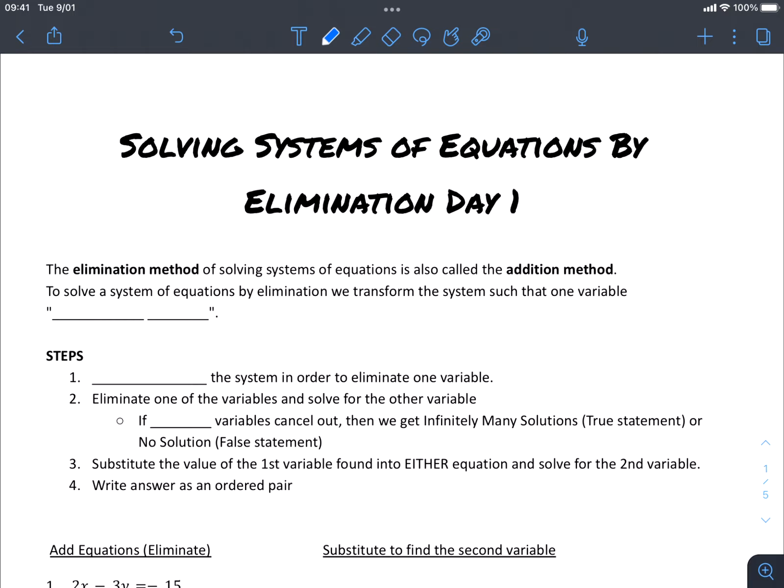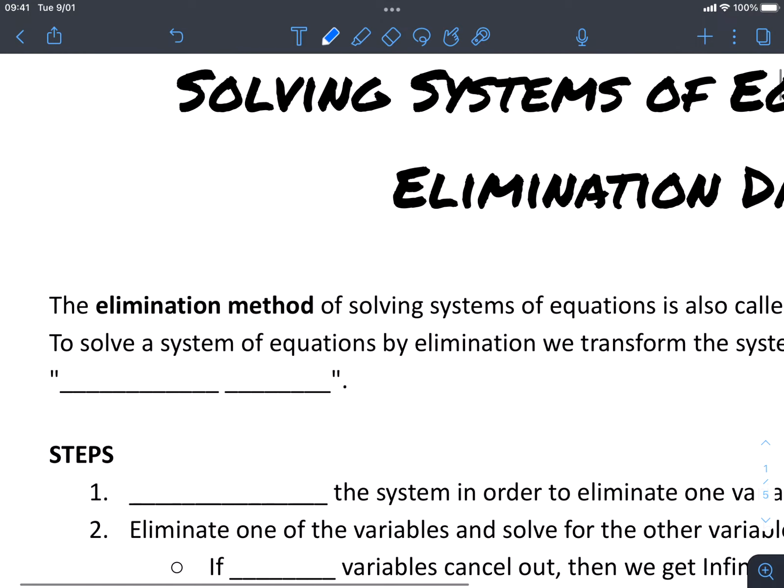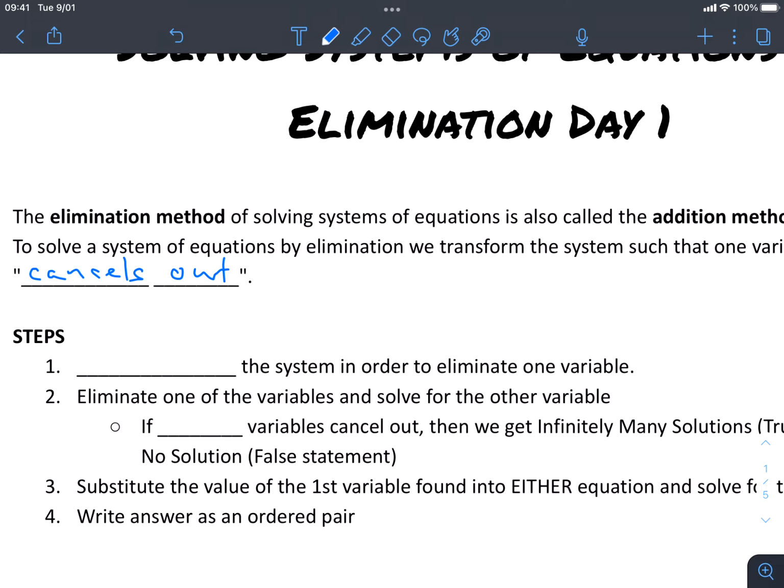So when we do this, our goal is that we transform the system of equations such that one of the variables cancels out. And we'll see that in a few examples in just a second. But we want one of the variables to cancel out so we can solve for the other one. So our steps are first that we're going to add the system in order to eliminate one of the variables. And then we eliminate one of the variables to solve for the other variable.